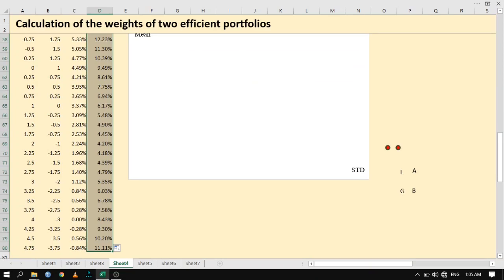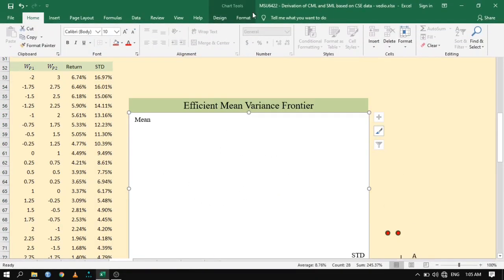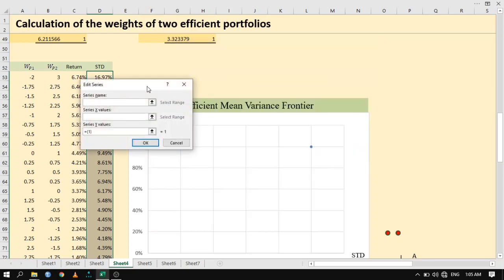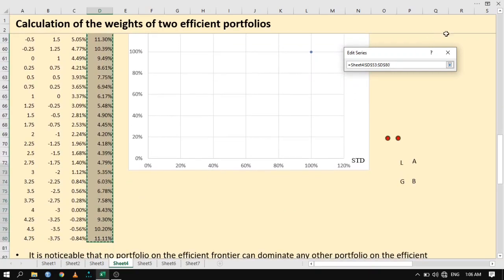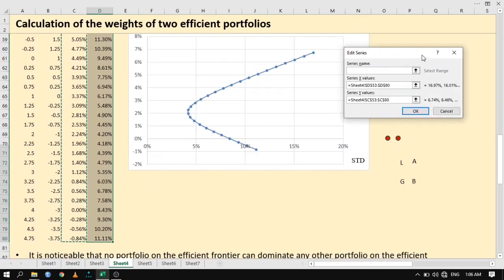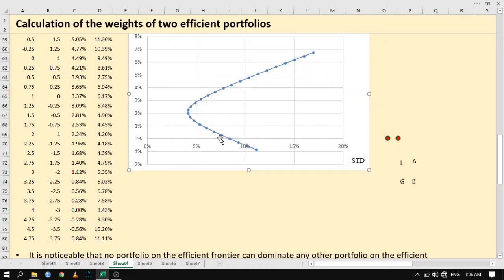So next thing we want to do is actually plot these values. So let me plot these values in this particular diagram. Select data, and I'm going to select standard deviation for the x-axis, and return data for the y-axis. Right, now you get a similar kind of curve. This is also a bullet shaped curve, and you get a minimum variance point here.